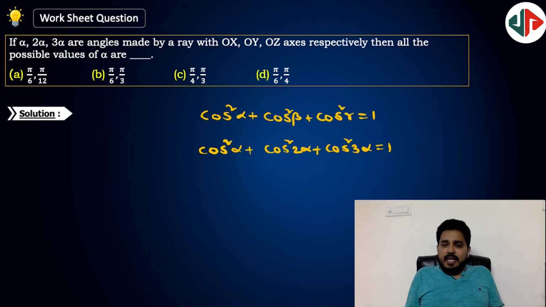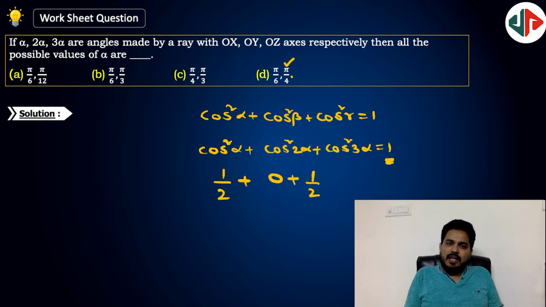Okay, because the answer is equal to 1. If I take pi by 4, cos square pi by 4 is 1 by 2. Cos square pi by 2 is 0. Cos square 3 pi by 4 is 1 by 2. Yes. So the answer may be this one or this one.